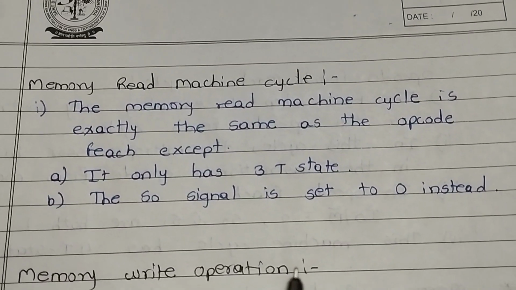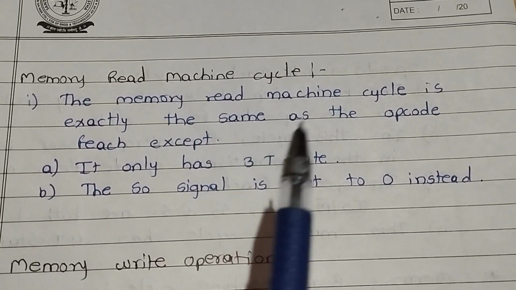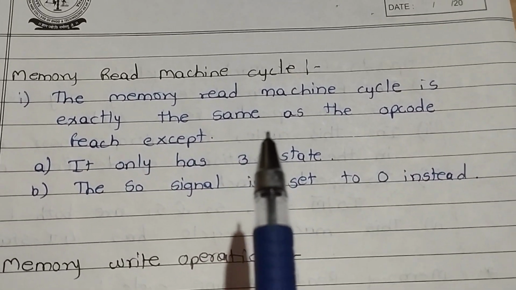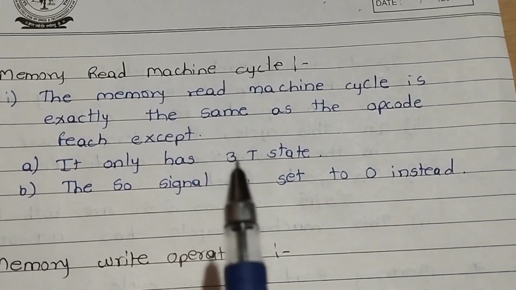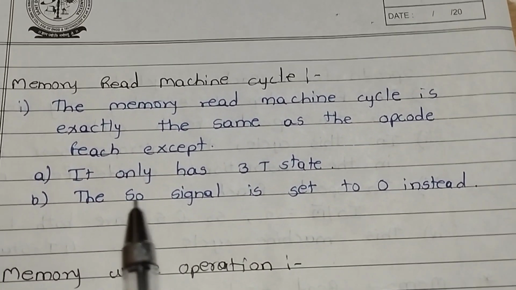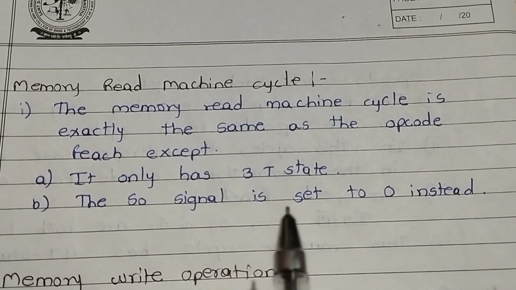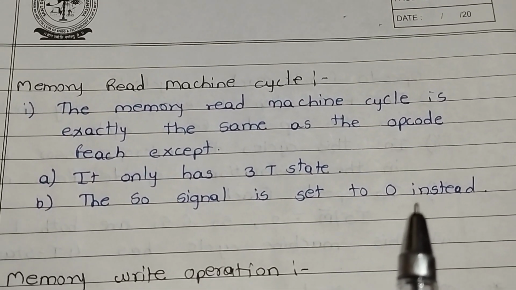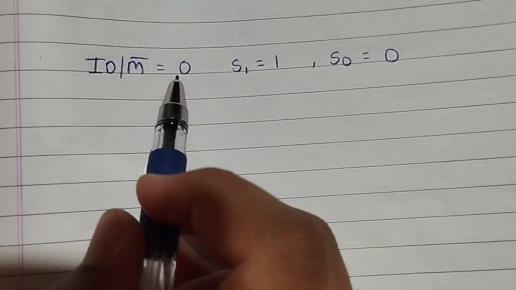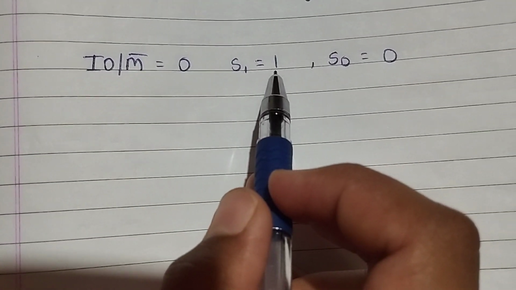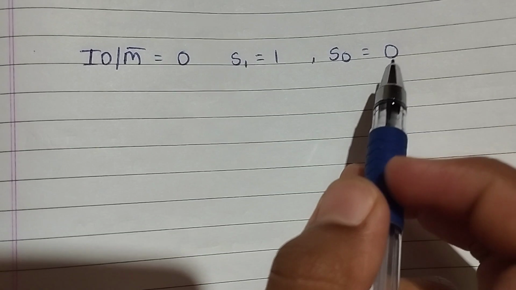Now the memory read machine cycle. The memory read machine cycle is exactly the same as the opcode fetch. It has only 3 T states. In the read machine cycle, IO/M bar is equal to 0, S1 is equal to 1 and S0 is equal to 0.